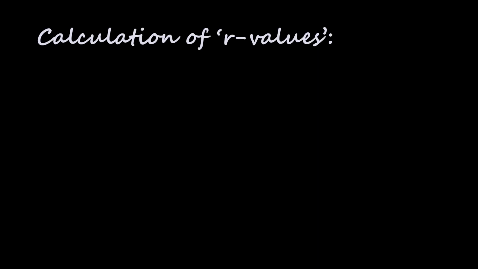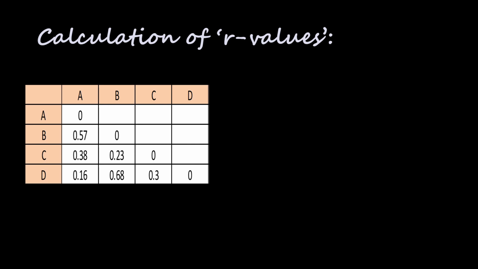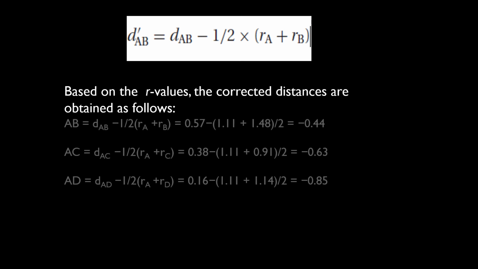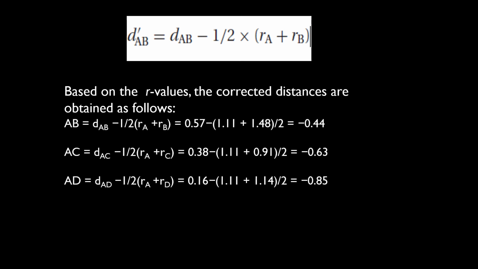So calculation of R values can be performed as below. We have a distance matrix. This is the initial matrix we considered. We are going to calculate RA and RB. RA is the sum of all distances from A. So we are calculating all the distances AB, AC, AD as RA. Similarly for RB, and then similarly for RC and RD. We are going to calculate it this way. So in this we are going to use this formula and we'll calculate the corrected distances here.